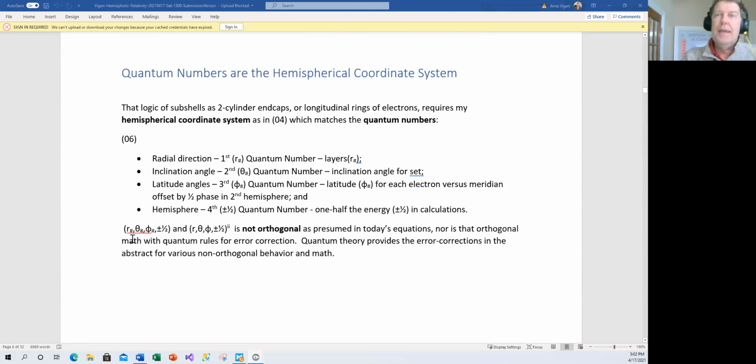So, but the thing is, as I showed in that first diagram, these are not orthogonal. And the equations that you use today don't do that. They're not orthogonal. But then all the things you do in quantum mechanics and in general relativity are the ways to do error correction. Quantum theory provides error correction for the abstract algorithms that are originally meant to be orthogonal. That's your standard X, Y, Z. So if you turn something or you move it, it goes in its particular way.